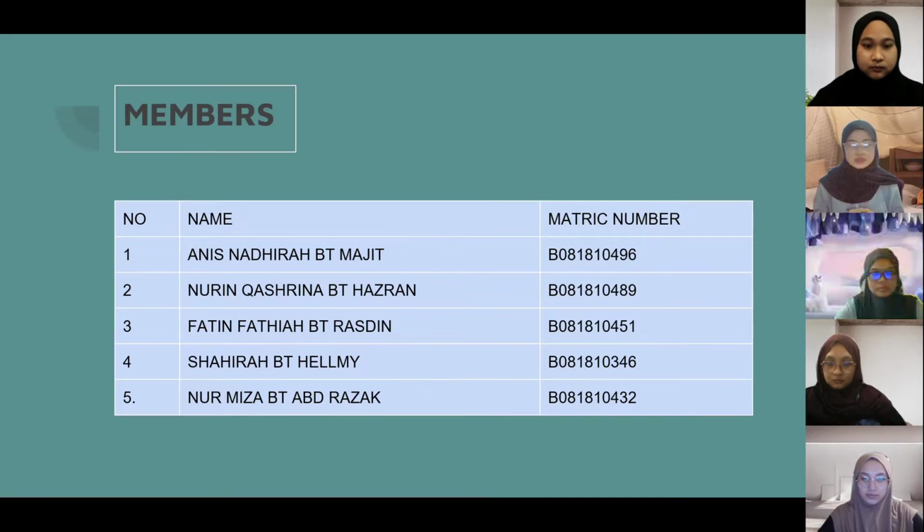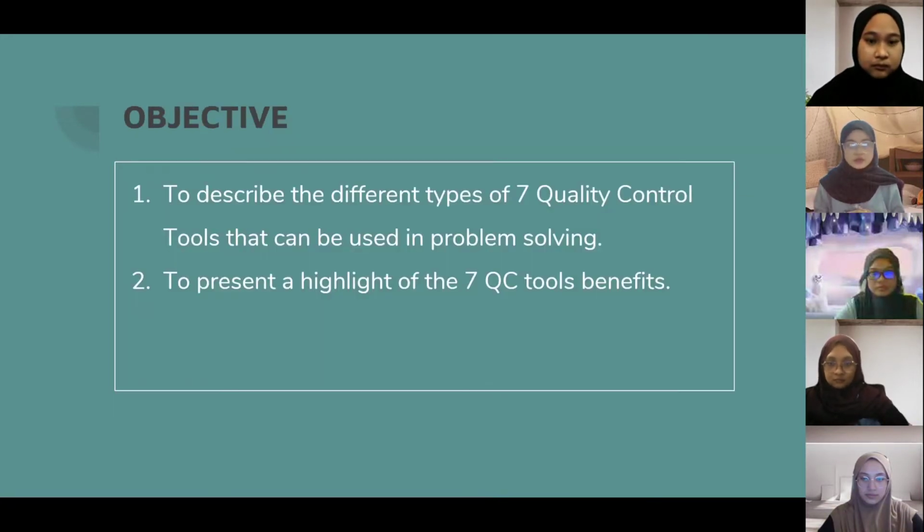So now we are going to start with the objective of our assignment. The first objective of this assignment is to describe the different types of 7 quality control tools that can be used in problem solving. The second objective is to present a highlight of the 7 QC tools' benefits.